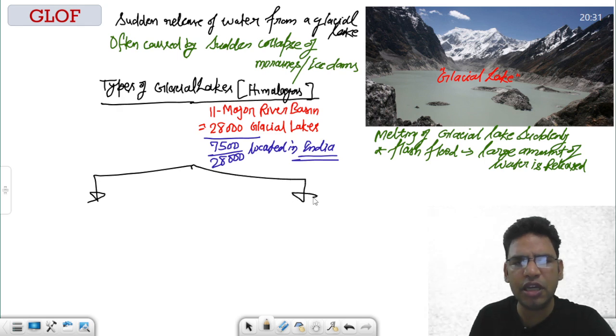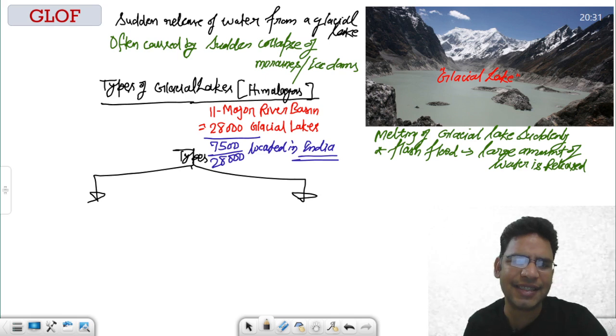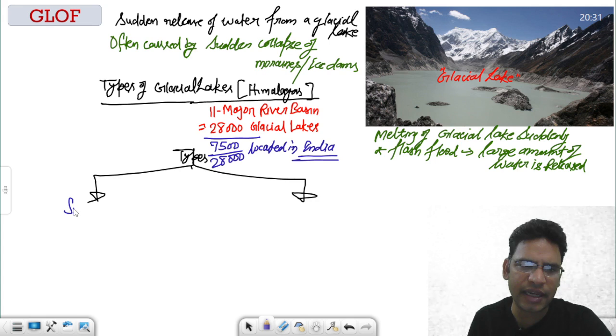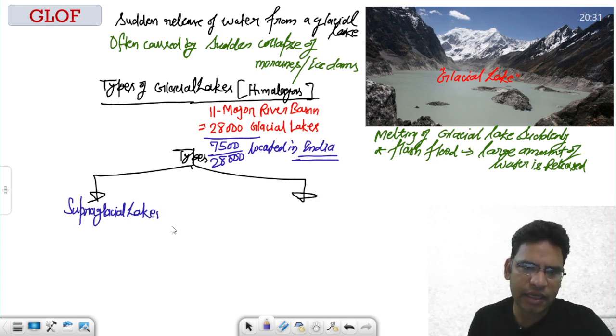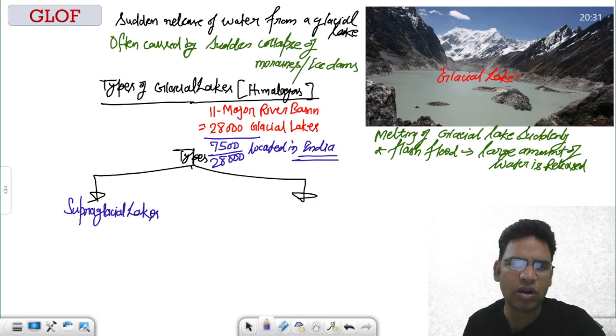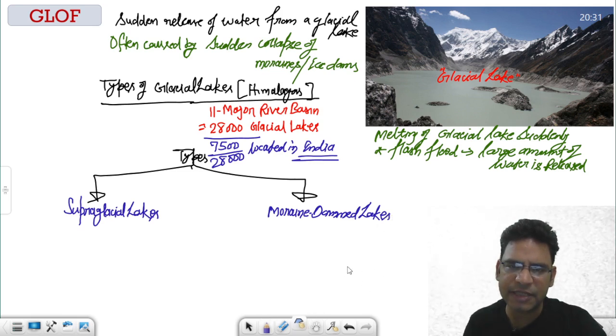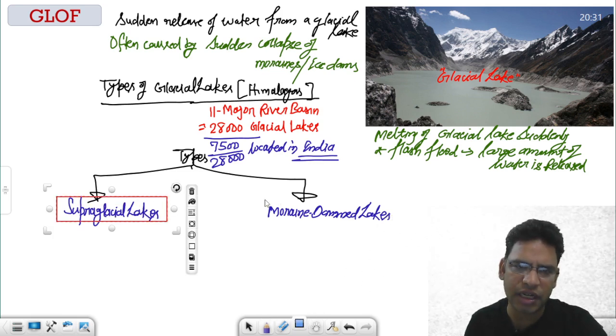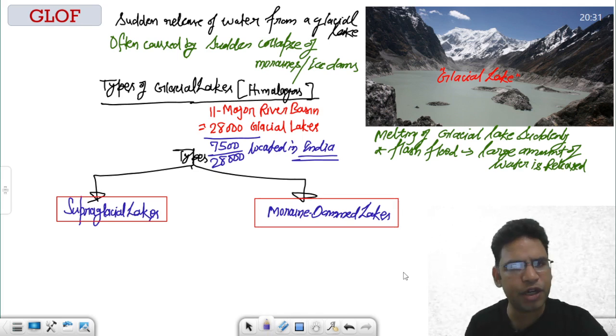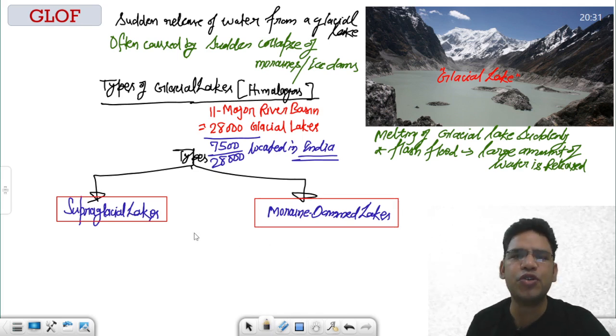Broadly speaking, these lakes are of two types. One is called supraglacial lakes and the other is called moraine-dammed lakes. You should know this basic difference, and I think it can be asked in your preliminary examination. They can connect it to your basic geography part.